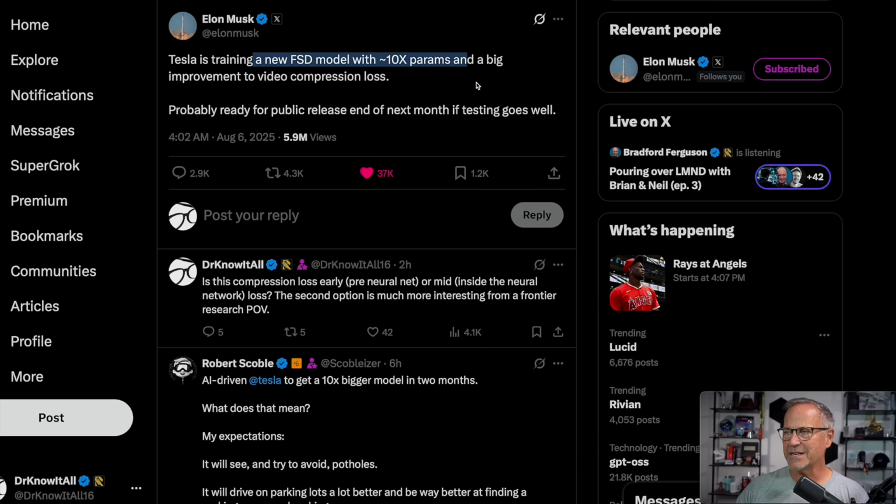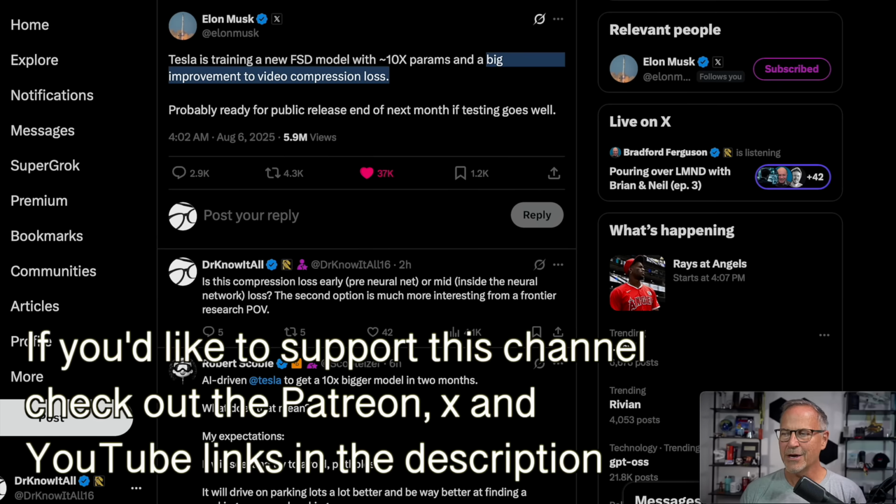The interesting part about this is big improvements to video compression loss. So my question in response to that was, is this compression loss early pre-neural network or mid inside the neural network loss? And there is a twist to all of this, so hold on for a second. The second option is much more interesting from a frontier research point of view.